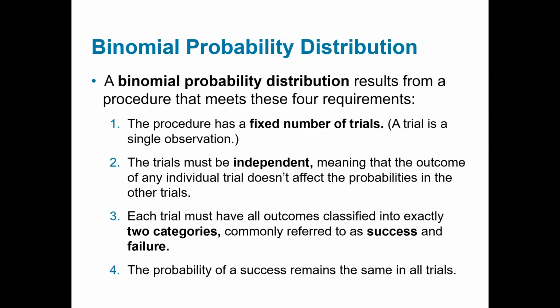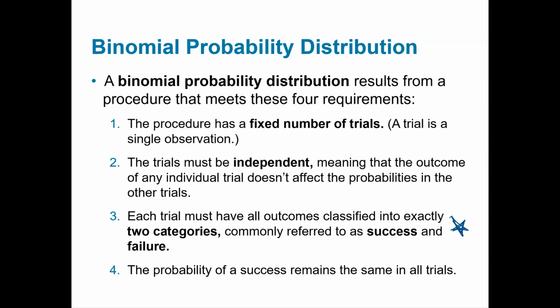So we had criteria for what makes a probability distribution. We have different criteria for what makes something a binomial probability distribution, and there are 4 basic criteria. 1, it has to have a fixed number of trials, can't go on forever and ever. The trials must be independent, meaning that any individual trial doesn't affect the other trial. So essentially we're having replacement, if you will, like we're not taking something and keeping it. Each trial must have outcomes classified in exactly 2 categories.